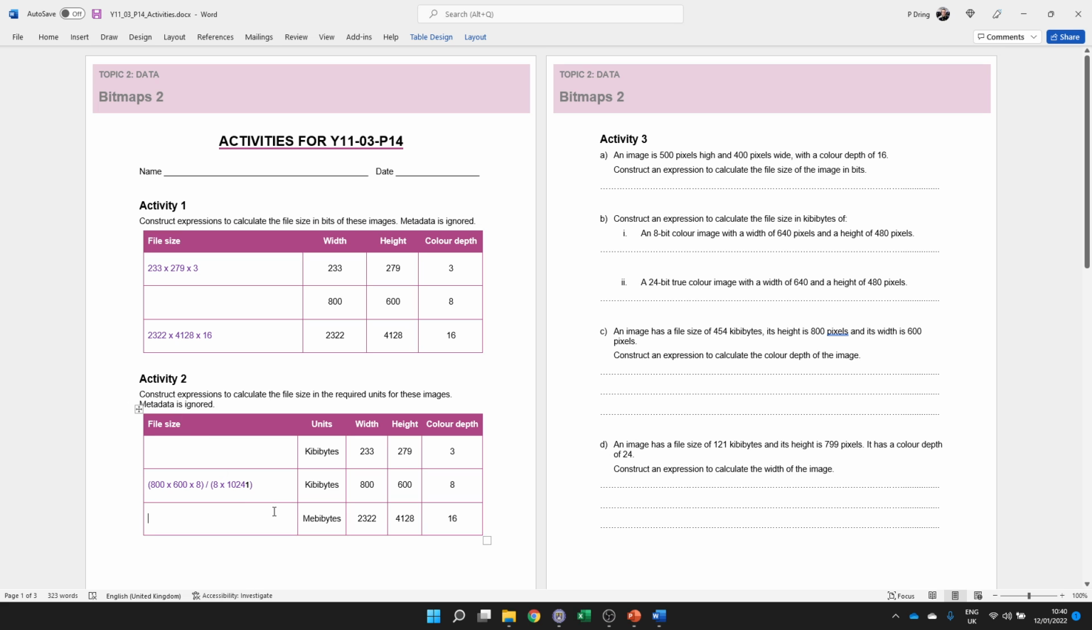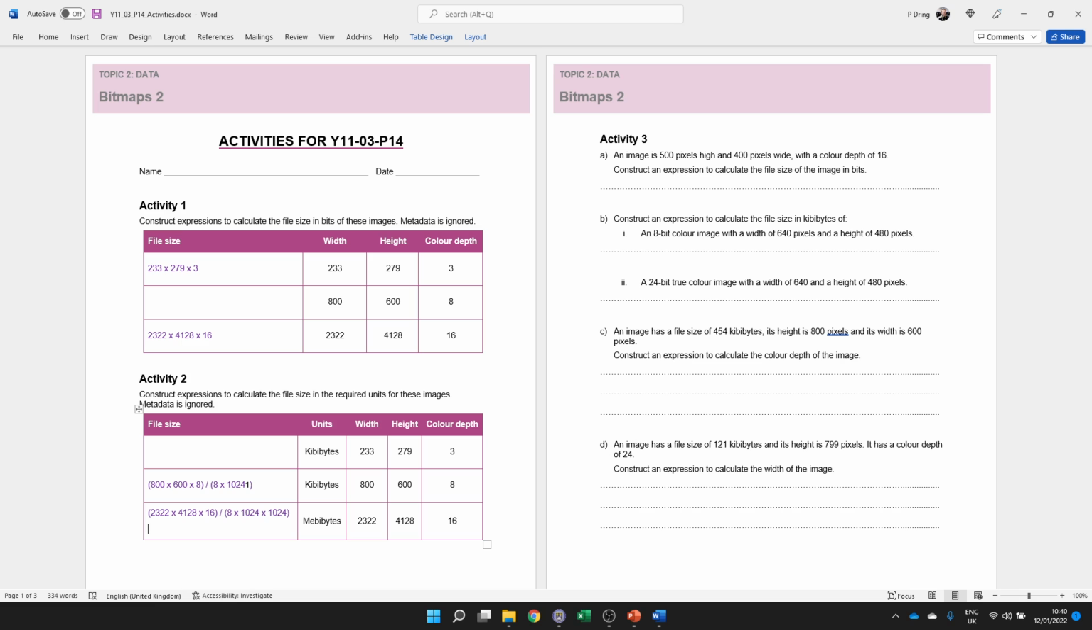So that means all we've got to do is multiply the width by the height by the number of bits per pixel. That gets us 1 mark. That gives us the total number of bits required to represent the image. We then need to divide by 8 to go into bytes. We need to divide by 1024 to go into kibibytes, and another 1024 to go from kibibytes to mebibytes.